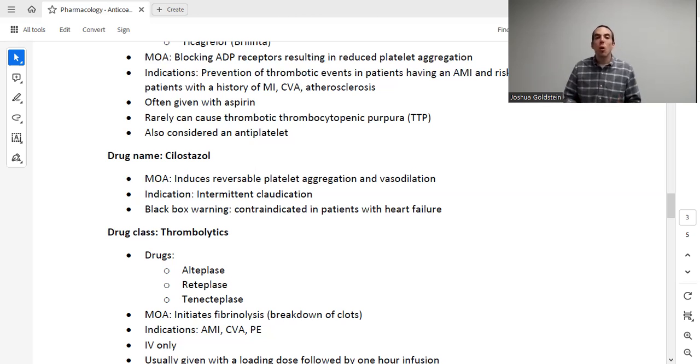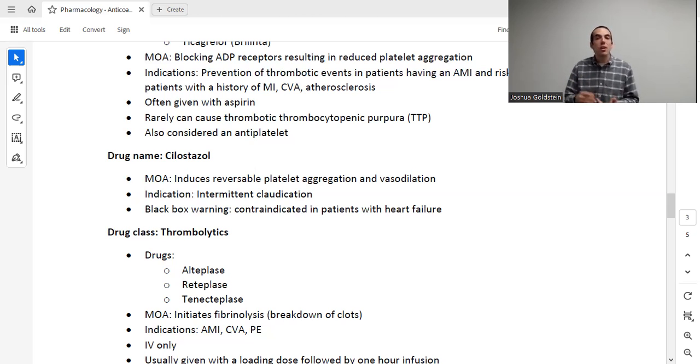So the drugs that we have here are alteplase, reteplase, tenecteplase, and there's another one, retaplase. The indications are AMI, CVA, and PE, so a heart attack, stroke, or pulmonary embolism. This is a very serious medication. Universally, anytime you give this medication, you'll be running through a safety checklist to make sure the patient hasn't had a recent trauma, recent surgery, no risk of a bleed.